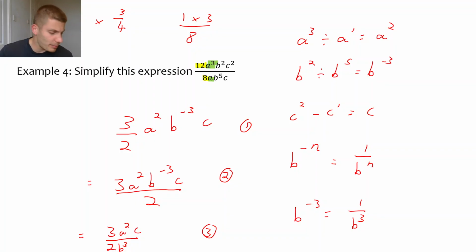The bottom one, I think, is probably how the book's written it: 3a squared c over 2b cubed. They all mean the same thing. Personally, I'd be good with the first one. But that's it on that one. I probably rambled on a bit there, but I guess it's useful to look into different ways of writing things. But that's it on example 4. Thank you.